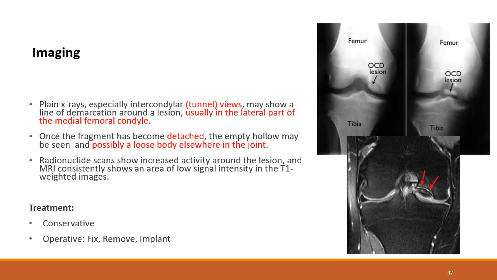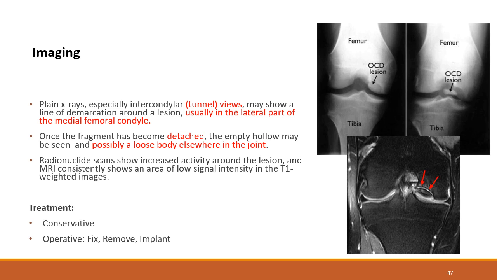A special X-ray view is required to view an OCD, an osteochondritis dissecans. It's called the tunnel view, in which you do an AP view while the knee is flexed to 30 degrees to view the whole notch. On the X-ray on the right, you can see the osteochondritis dissecans lesion. And once it is separated, it can form a loose body inside the joint. MRI is the most sensitive diagnostic test for the OCD. It can appear with high intensity signal on T2 images and can show some synovial fluid behind the OCD lesion.